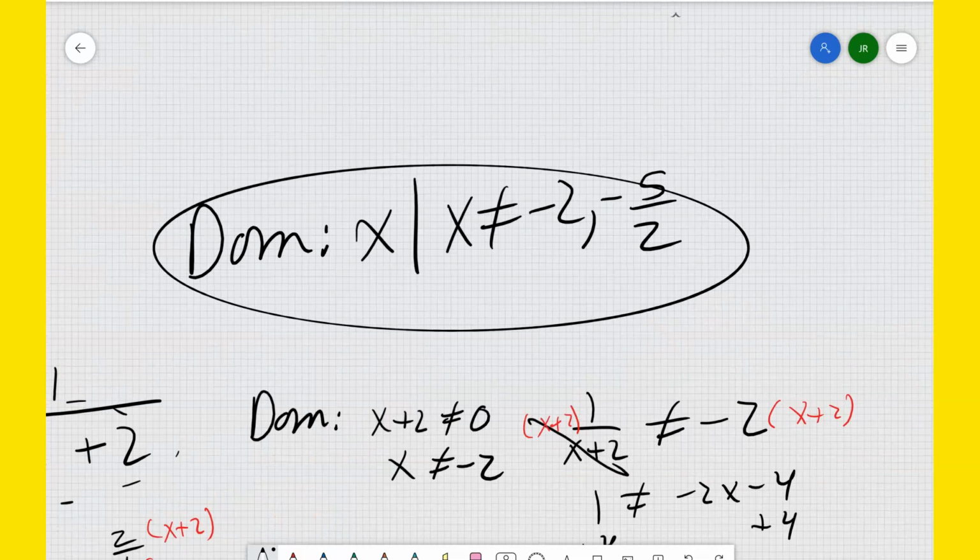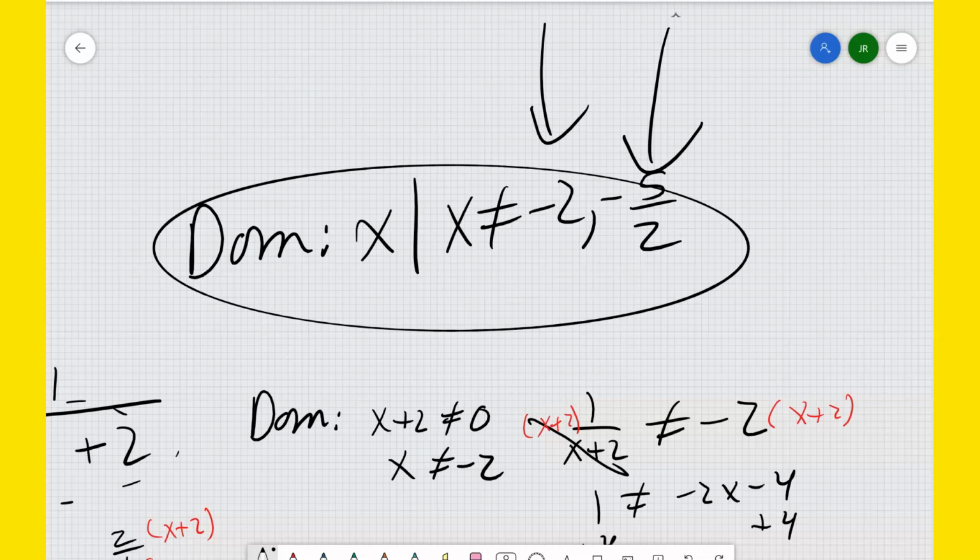X cannot equal negative 2 and negative 5 halves. And that is a possible way to do all of those composite function domains. I know, I feel like this domain of composite functions is a bit of a confusing thing to do. But if one of those ways makes more sense to you than the other, then feel free to use that. I hope this brought a little bit of clarity to that problem.